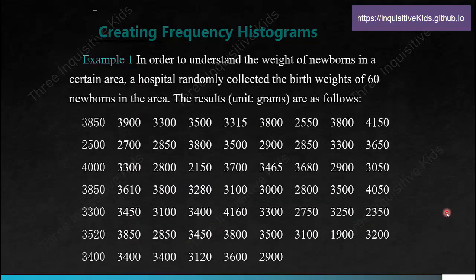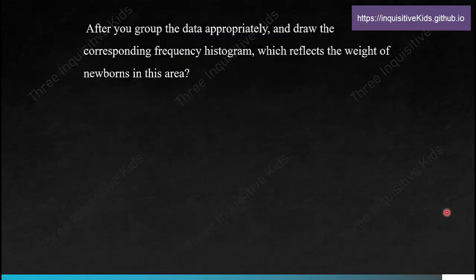Creating frequency histograms. Example 1. In order to understand the weight of newborns in a certain area, a hospital randomly collected the birth weights of 60 newborns in the area. The results, unit grams, are as follows. And then you can see 60 pieces of data about each of the birth weights of newborns in an area in grams. Group the data appropriately and draw the corresponding frequency histogram, which reflects the weight of newborns in the area.